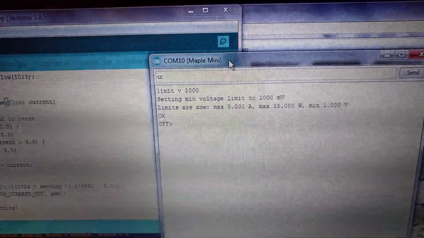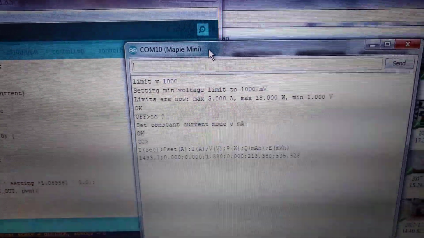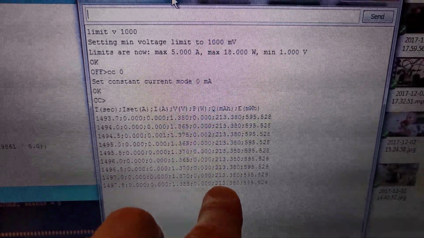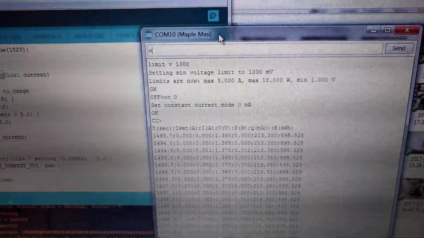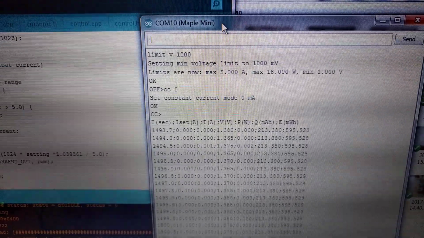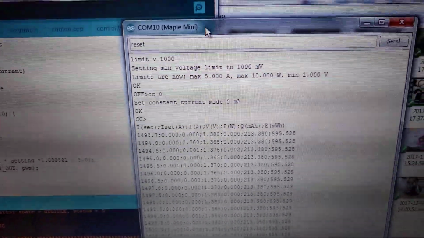And if I set a current of 0, you will see the milliamp hours. There's already a number there. So let's reset that by typing reset.